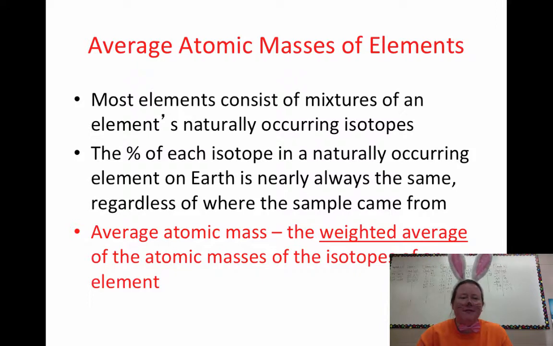Yeah, I should. Okay. If I take a sample of an element from any place on Earth, the percentage of each isotope is going to be about the same. So when we look at the average atomic mass, we use the weighted average of the atomic masses of all of the isotopes. So I'm going to show you how to calculate that. It's pretty fun. Most students like it.